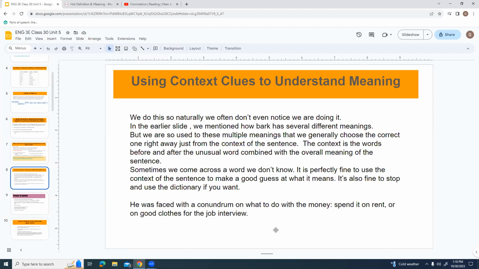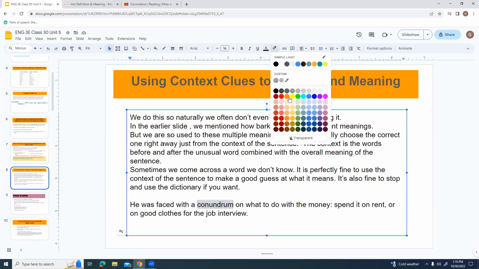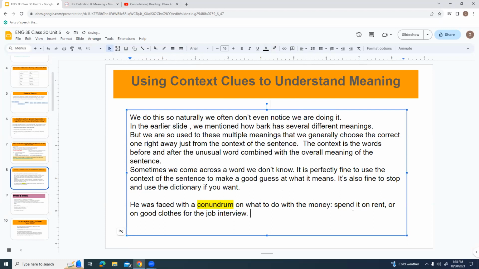So, for example, if I use a sentence like, he was faced with a conundrum on what to do with the money, spend it on rent or on good clothes for the job interview. Okay, so here's my problem word that I don't know what to do with, conundrum. Well, it looks like he's got a choice, so maybe choice might be a word. He was faced with a choice on what to do with the money, spend it on rent or on good clothes for the job interview. So choice works. Decision might work. He was faced with a problem. That might work as well, right?